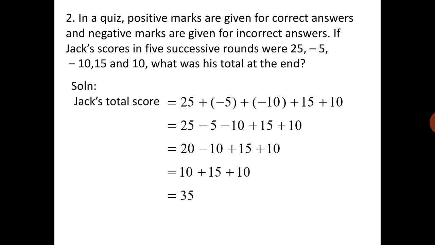So the solution reads as: Jack's total score equals... we are just adding everything. 25 is written, plus. Plus means addition, because we are finding out the total, we have to add. So 25 plus, the next number is -5. Whatever has a negative sign, enclose it in a bracket. That is how you may avoid confusion later on, and make it compulsory.